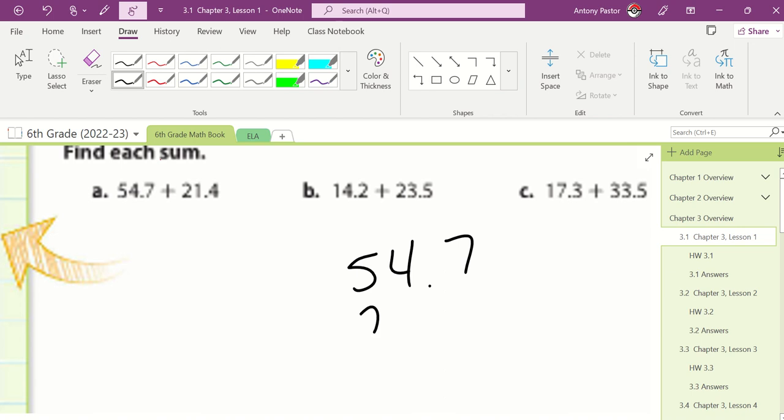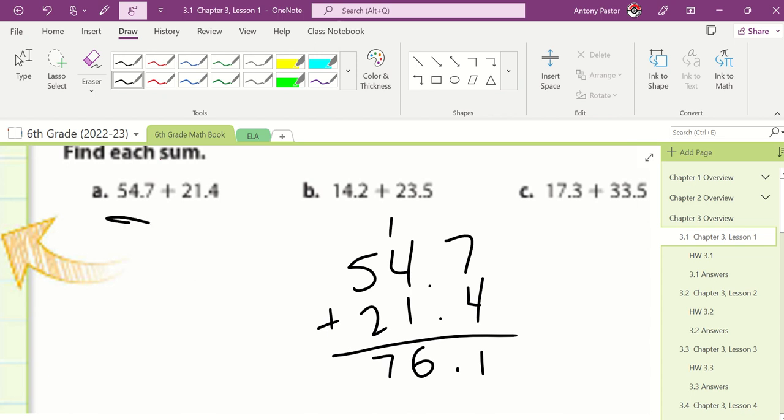54.7 plus 21.4. Again, I lined up all of the decimals. 7 plus 4. I know that 7 plus 3 is 10, so 7 plus 4 would be 1 more, that would just be 11. And I would carry the 1, bring the decimal down. 1 plus 4 plus 1. The two 1s together would make 2, plus a 4 would make 6. And 5 plus 2 would make 7. Therefore, the sum of 54.7 plus 21.4 would become 76.1.